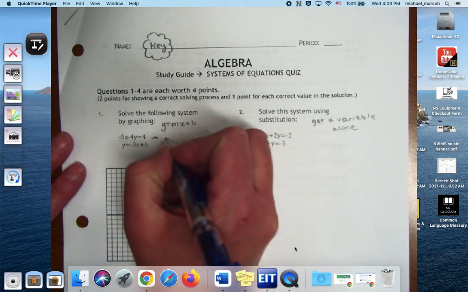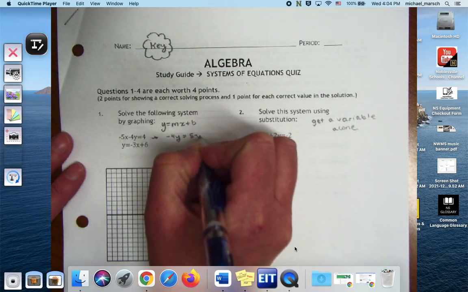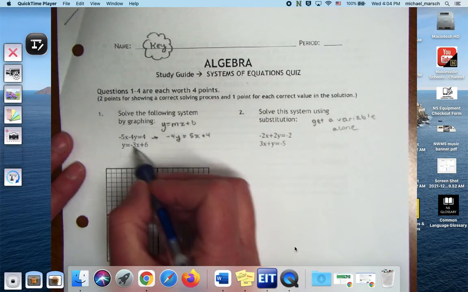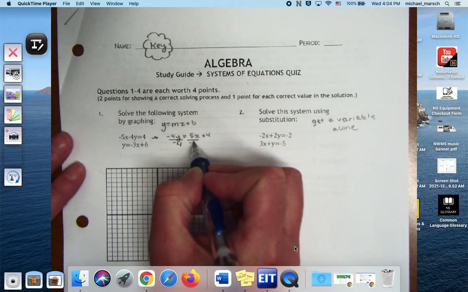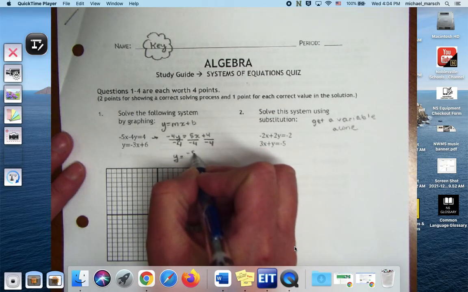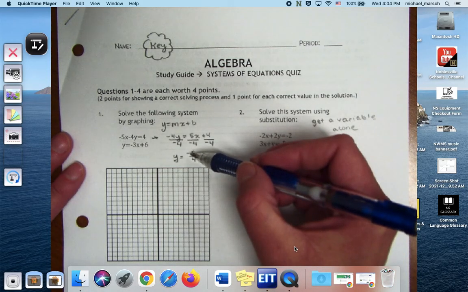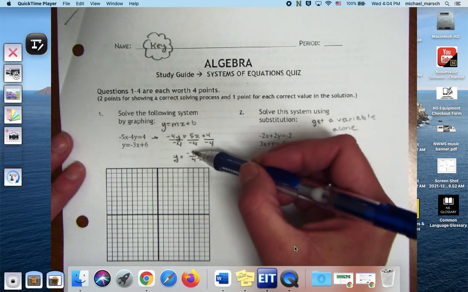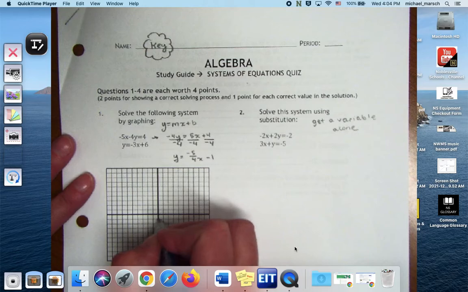So I would change this one to negative 4y equals 5x plus 4, because I would have added the 5x. And then I have to divide by negative 4. So I'm going to get y equals negative 5 over 4x minus 1. And I just put this negative sign here in the numerator because it helps me when I'm actually doing the graphing. So I'm going to go to negative 1.